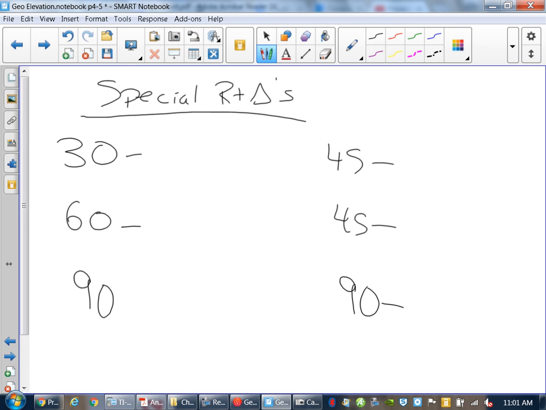You have special right triangles. Special right triangles, you had to worry about ratios.